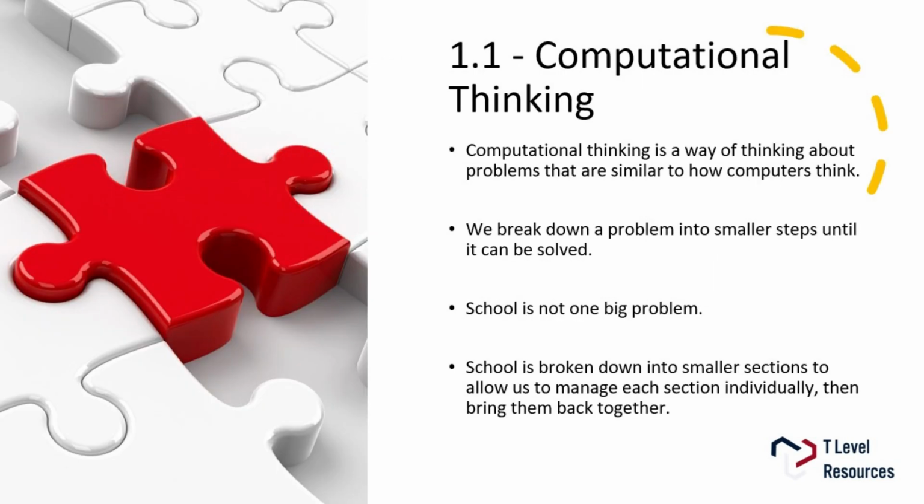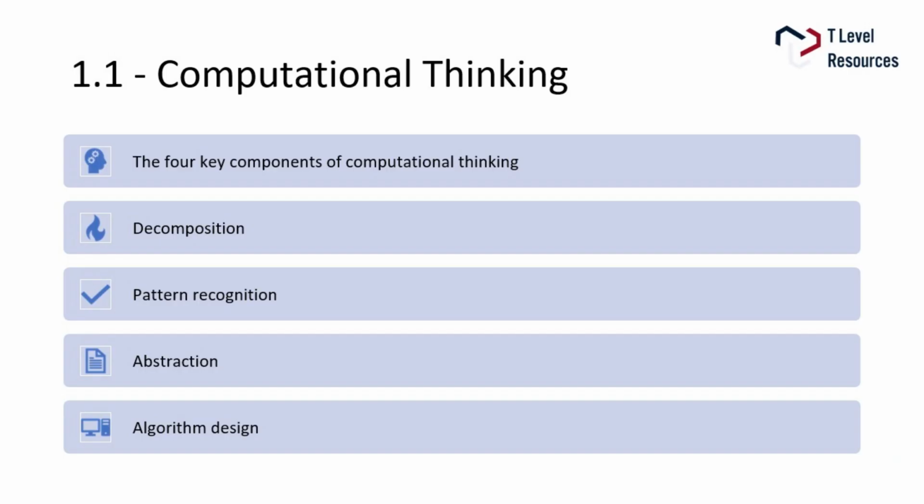Computational thinking is a way of thinking about problems that is similar to how computers think. We break down a problem into smaller steps until it can be solved. School is not one big problem. School is broken down into smaller sections to allow us to manage each section individually and then bring them back together. The four key components of computational thinking: decomposition, pattern recognition, abstraction, and algorithm design.